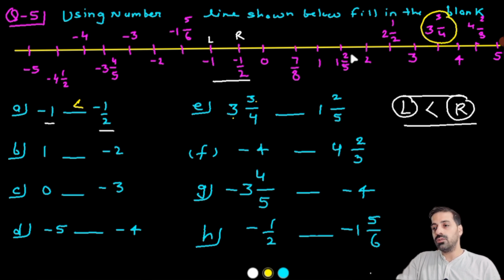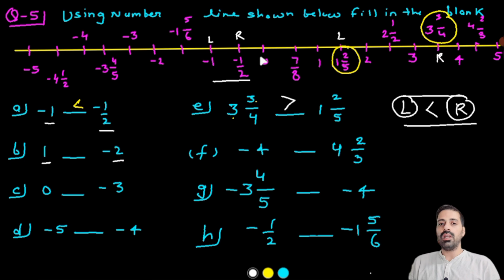Here is 3 to 3 by 4, and 1 to 2 by 5. Where is the 1 to 2 by 5? So you can see here very clearly this number is on the left side and this number is on the right side. So the right side number is always greater on a number line.